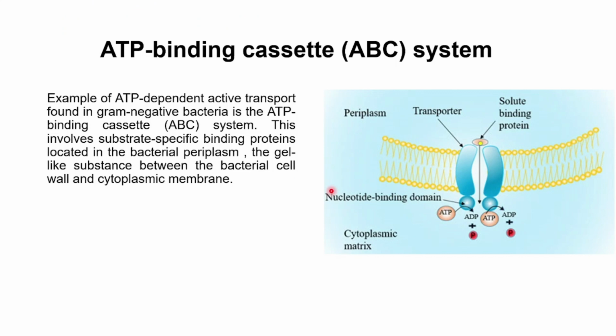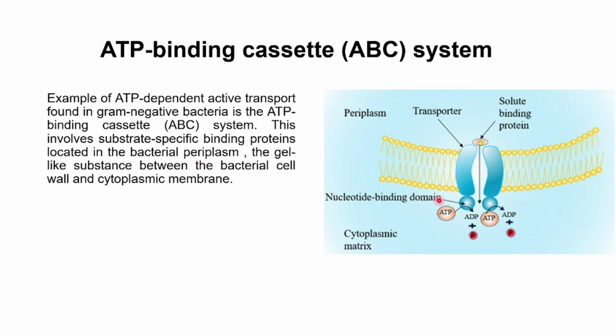The other option was ATP binding cassette, which is the correct option. It is also called the ABC system. So an example of an ATP dependent active transport can be found in gram-negative bacteria. This involves substrate specific binding proteins located in the bacterial periplasm, the gel-like substance within the bacterial cell wall and cytoplasmic membrane.